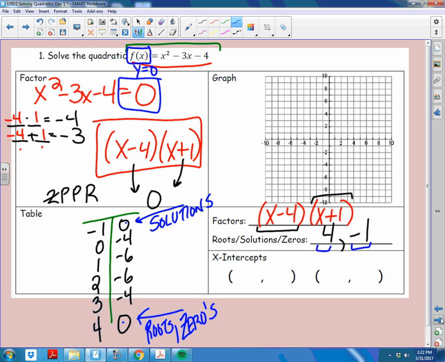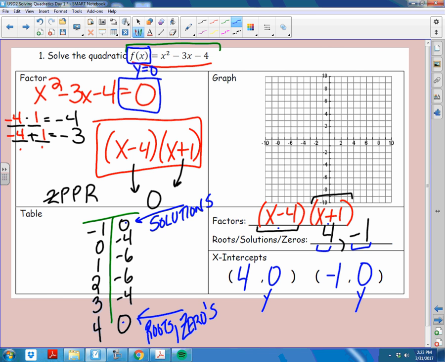Now, in order to find it from an equation, you're going to factor it, and you're going to use the zero product property rule to find those numbers. That also means that your x-intercepts are at (4, 0) and at (-1, 0), because your y value is 0.